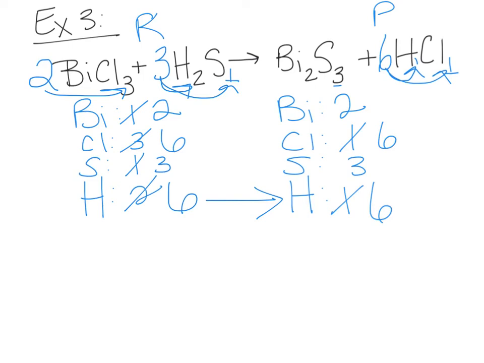So to double check, just to make sure that all of my elements are balanced on each side, bismuth has 2 on each side, chlorine has 2 on each side, sulfur has 3 on each side, and hydrogen has 6 on each side. So all of the elements balance out. So I have confidently balanced the equation with these coefficients.